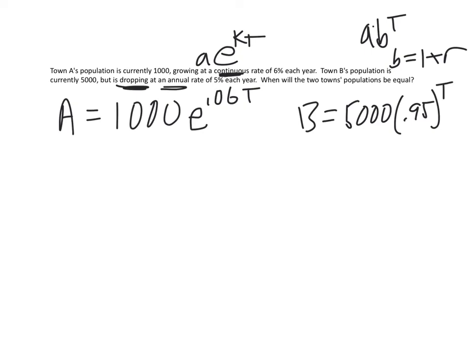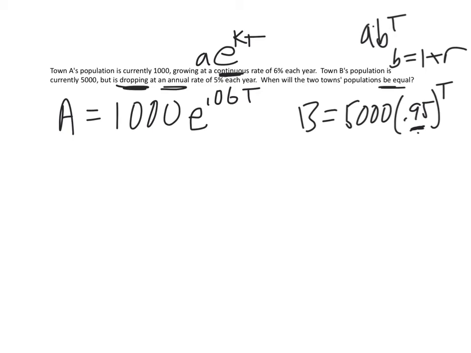Alrighty, so I know we want to know when will they be equal. So aren't we setting these two equations equal? One thing that's problematic for me is the 0.95 and the e to the 0.06. It would be nice if they were the same base, either continuous growth or annual growth. And you've already learned how to change continuous growth to an annual rate and vice versa.